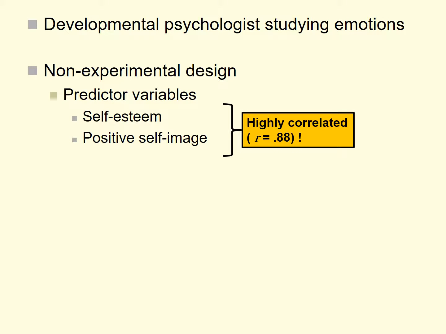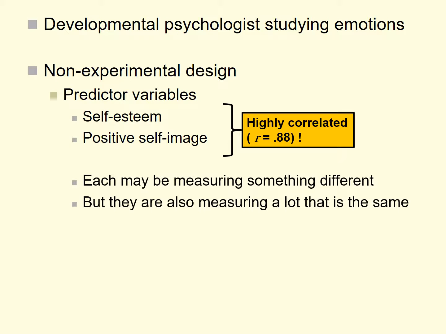Like I said, you might guess that these variables are highly correlated, and indeed in the data set that I made up, this is fake data, they are very highly correlated. They're correlated at the level of almost 0.9, and that's quite a lot. Now, it's possible that each of these things are measuring something slightly different. Maybe there is some kind of philosophical difference between self-esteem and positive self-image, but given their high correlation, it's also clear that they're measuring a lot that is the same. There's a lot of overlap if you picture this like a Venn diagram.